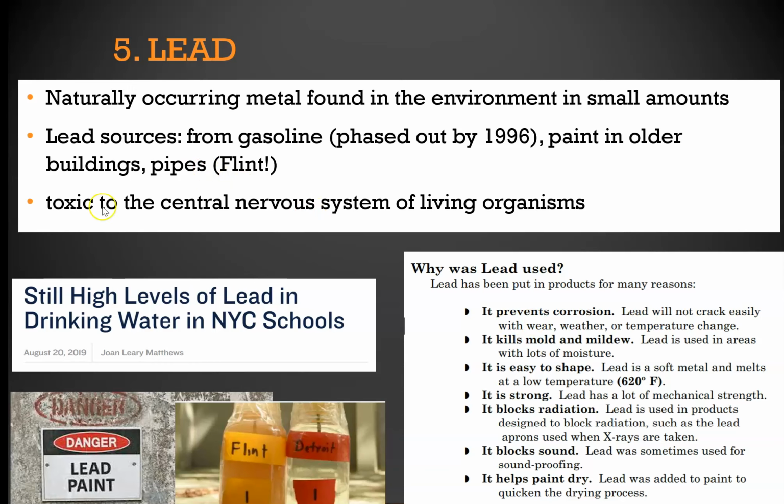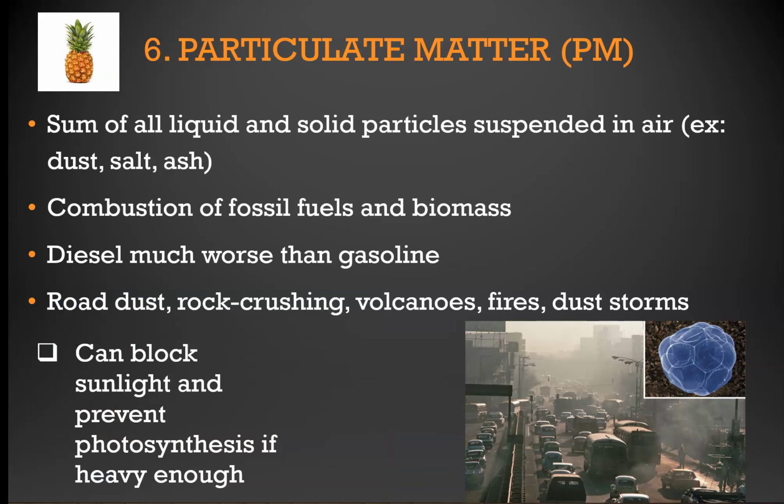But it was also later found out that lead is very toxic to our nervous system and can cause quite a few health concerns, which is why we are trying to ban it from most products. And that's why Flint, Michigan is such a crisis, because there's so much lead in their water that it's causing serious health issues to the people that live there. So that's lead.